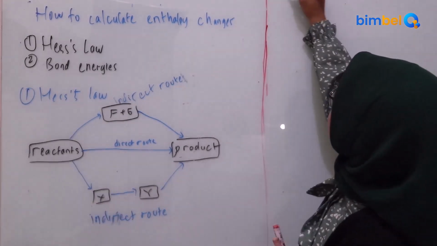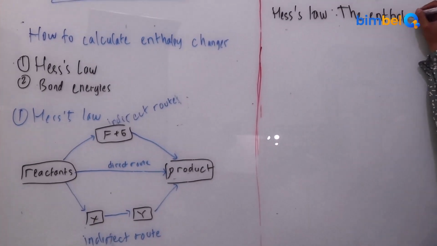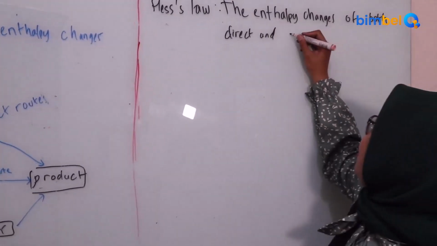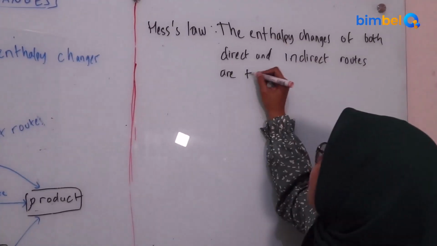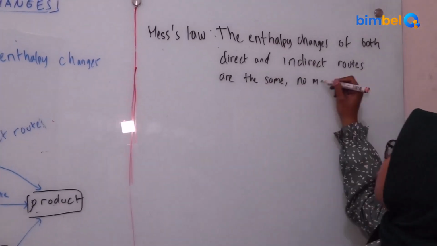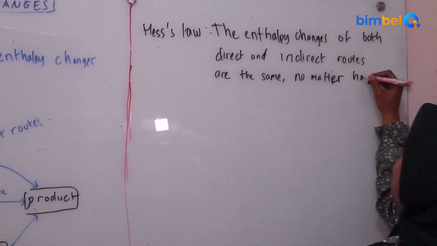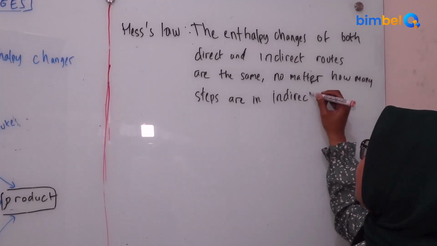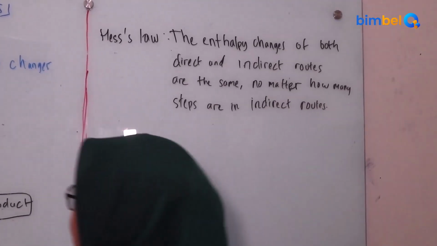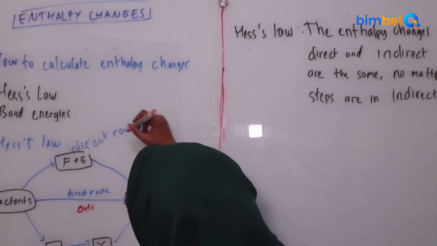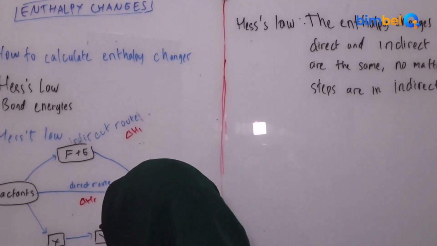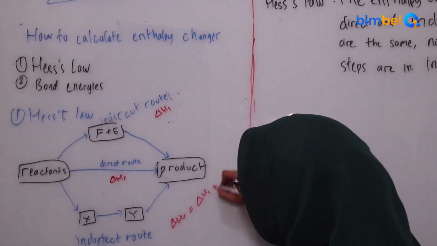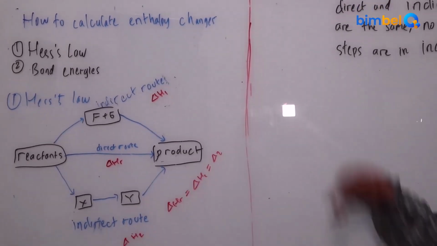So in Hess's law, the enthalpy changes of both the direct and indirect routes are the same, no matter how many steps are in the indirect route. So if I say this is delta HR, this is delta H1, and this is delta H2, it will be the same. Delta HR equals delta H1 equals delta H2. Okay, this is Hess's law.